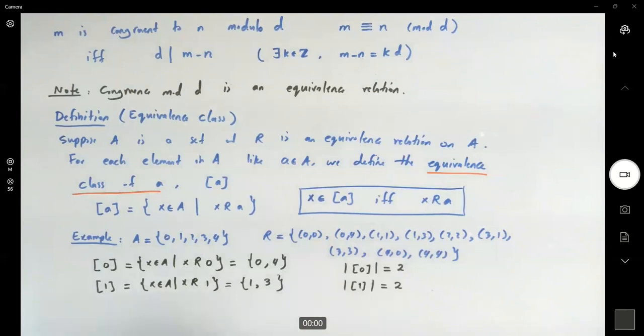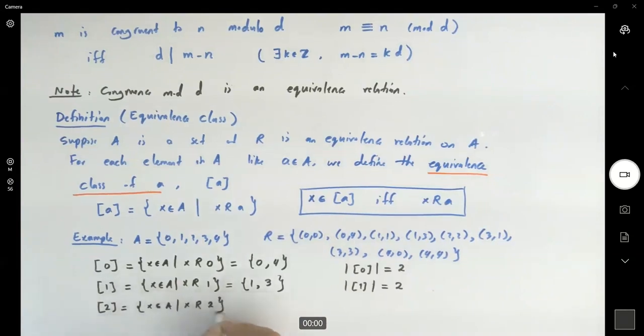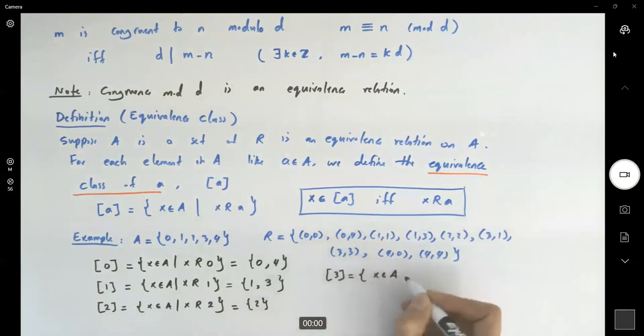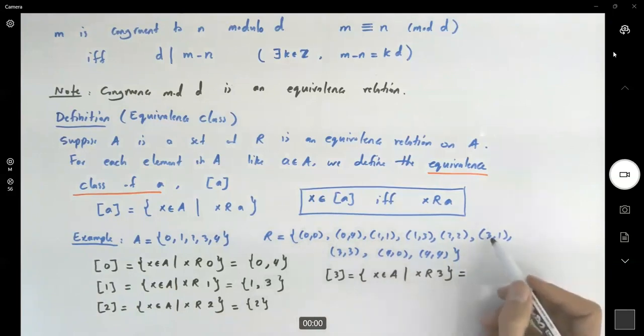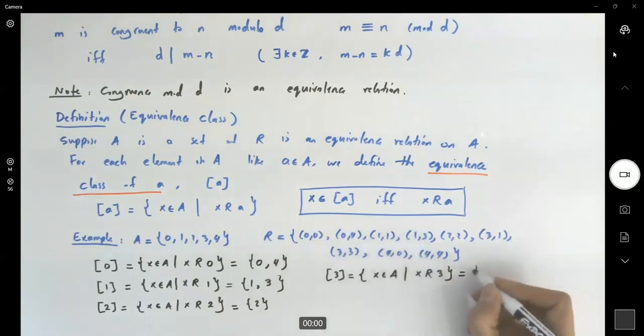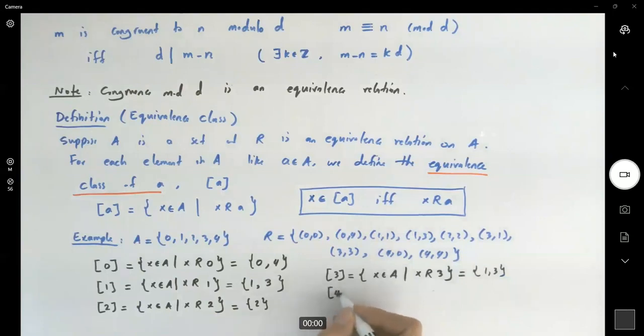Let us move on to the next equivalence class. Equivalence class of 2 is the set of all elements in A that are related to 2. What elements are related to 2? 2 is related to 2, and that's it. So this set has only 1 member. The cardinality of this set is just 1. So what about the equivalence class of 3? We're looking for all members in A that are related to 3. 3 is related to 3. 1 is related to 3. So 1 and 3.